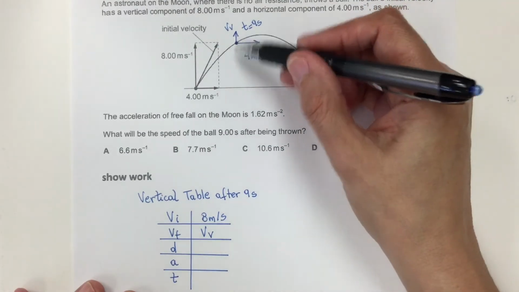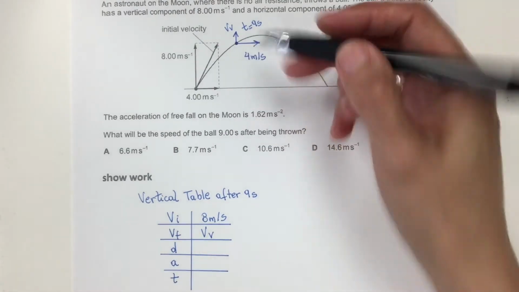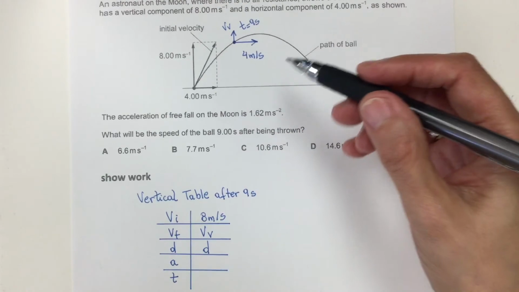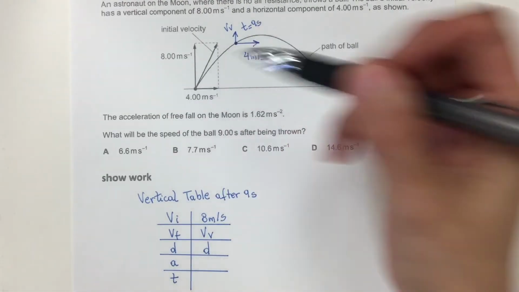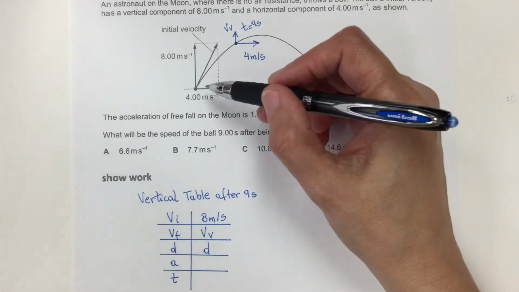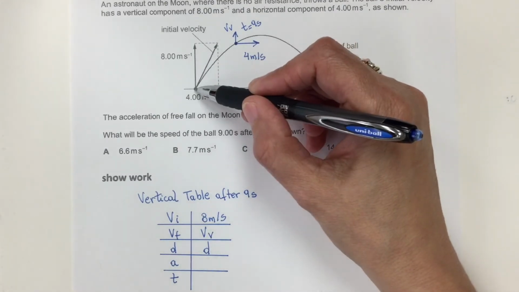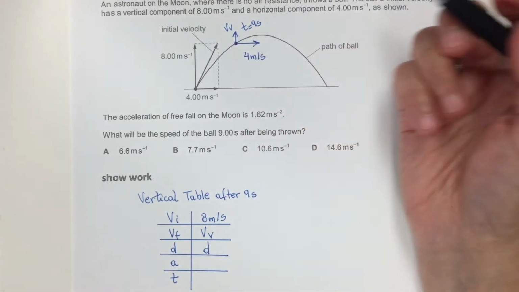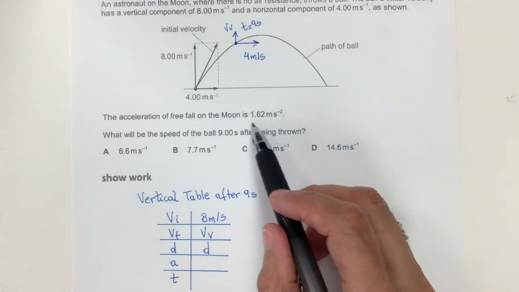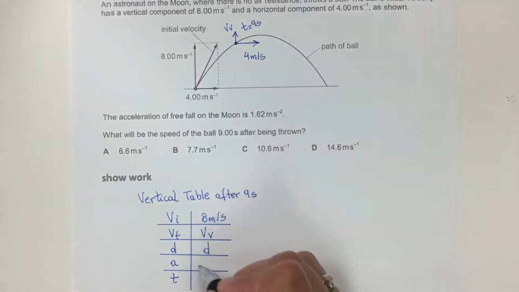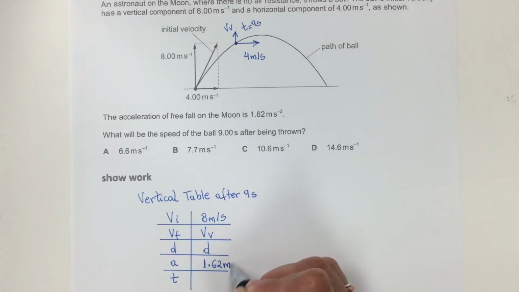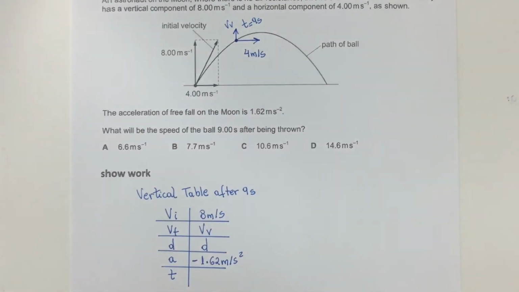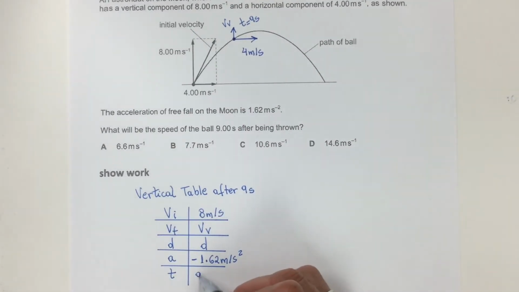My vertical distance, I also don't know, so let me call it D. The acceleration I do know. It is decelerating. I know this because it starts with a velocity and is going to get less and less as it goes up. We are on the Moon, not on Earth, so you need to pay attention to that. So it's 1.62 meters per second squared, however negative because it's decelerating the way that I set up. And the time here is 9 seconds.